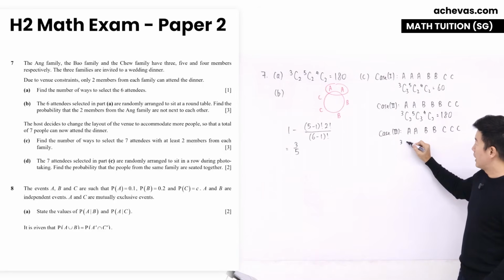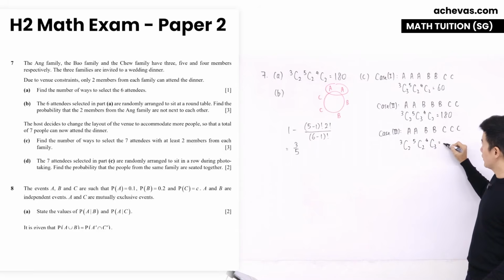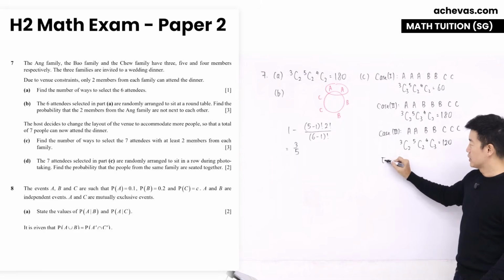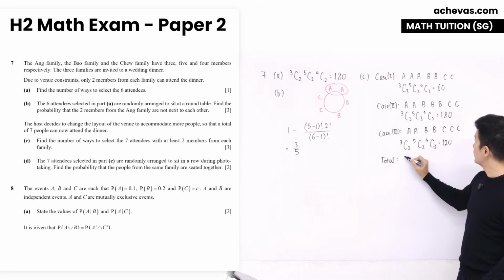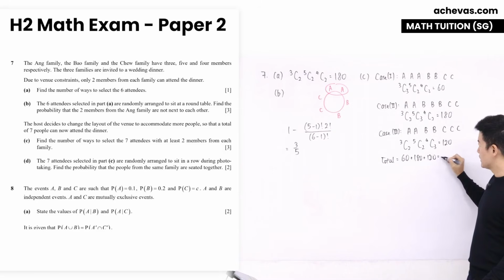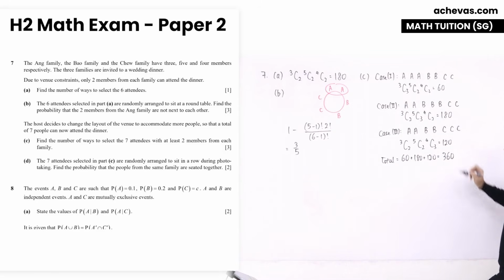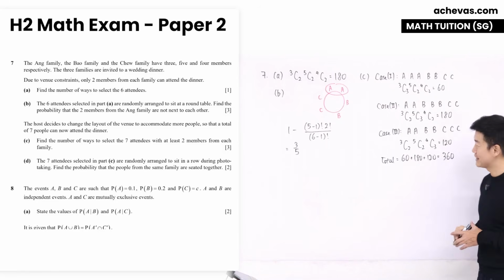3 from Ang, we are going to choose 2. 5 from Bao, we will choose 2. And 4 from Chu, we are going to choose 3. And this is equal to 120. So the total number of ways will be equal to 60 plus 180 plus 120. And this is equal to 360. This is for part C.